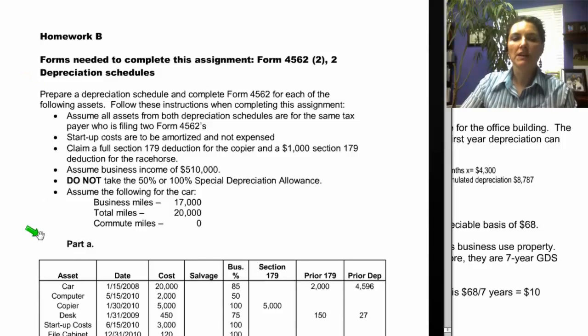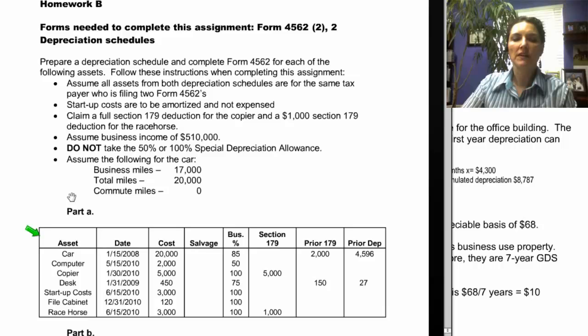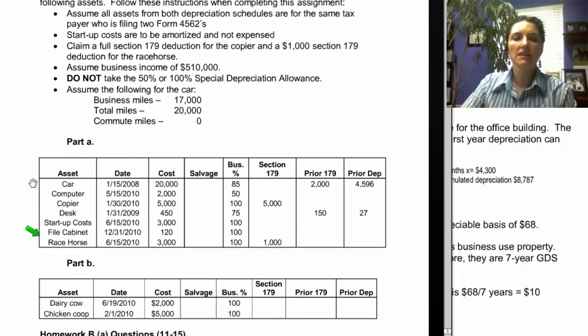We ask you to prepare depreciation schedules and Form 4562 for the following assets. We provide you assets for two separate activities, but assume they belong to the same taxpayer, so they can interrelate on the Form 4562. That concludes session 14 of the basic tax course.